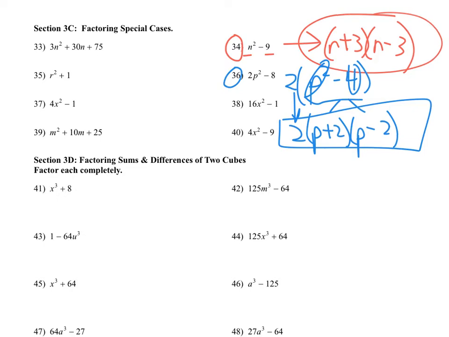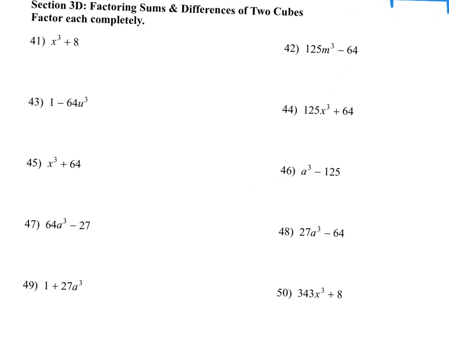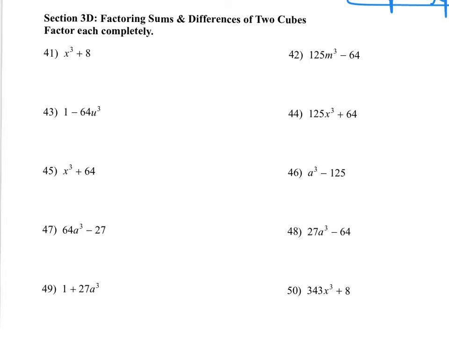Okay, let's keep going here and let's go down. Now we get to something new, factoring sums and differences of two cubes. And on your reference sheet I have some patterns for sums and differences of cubes. So basically the pattern is this. If you have a cubed plus b cubed, the pattern that it factors into is a binomial and a trinomial.